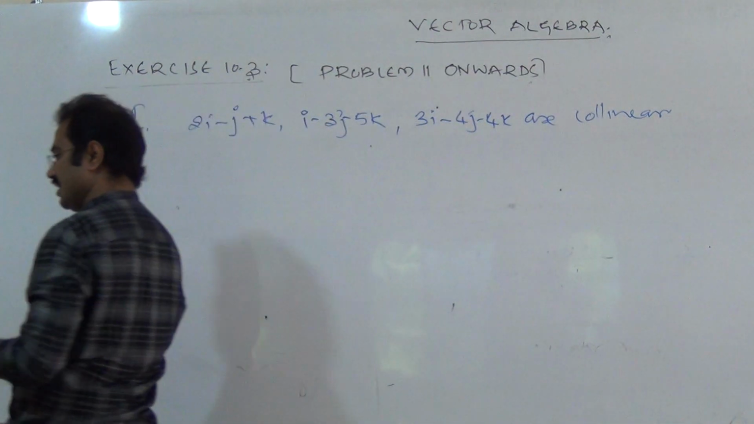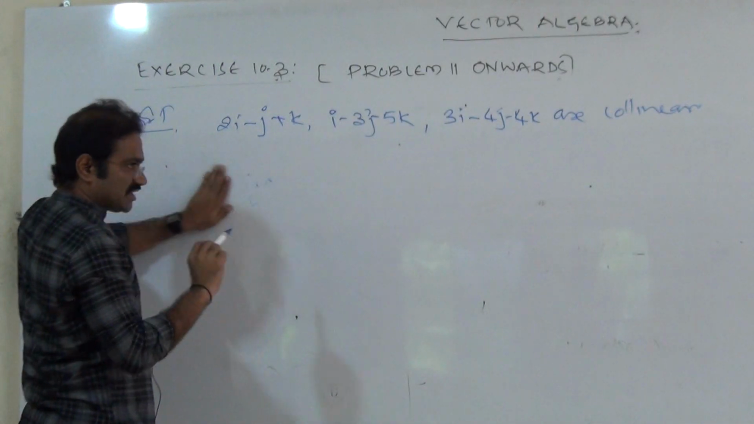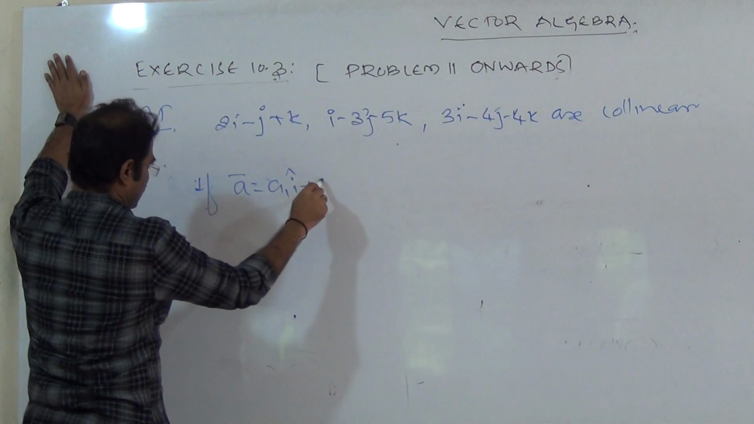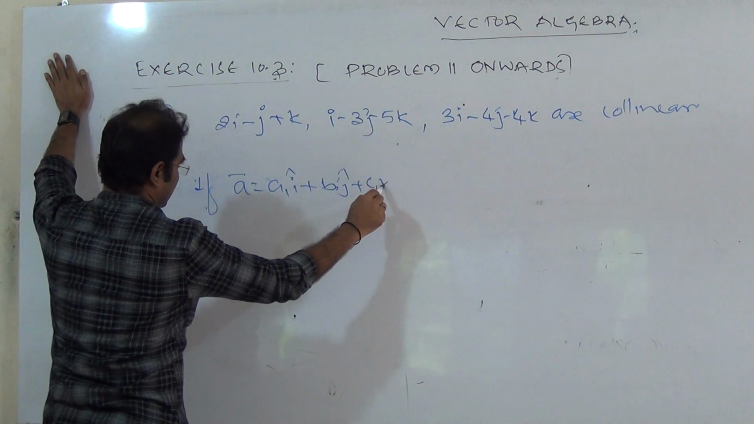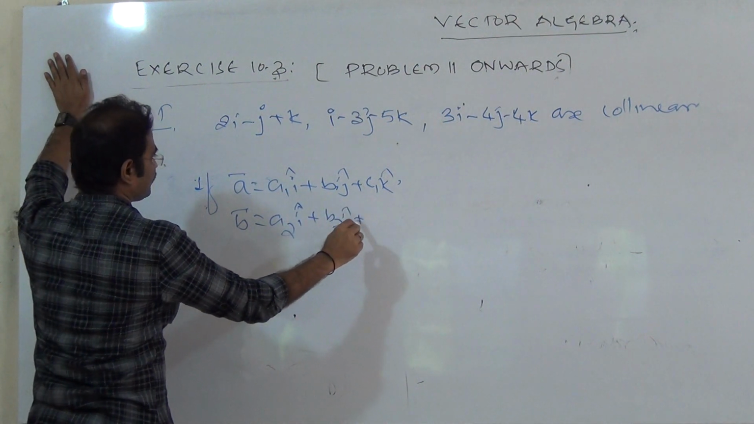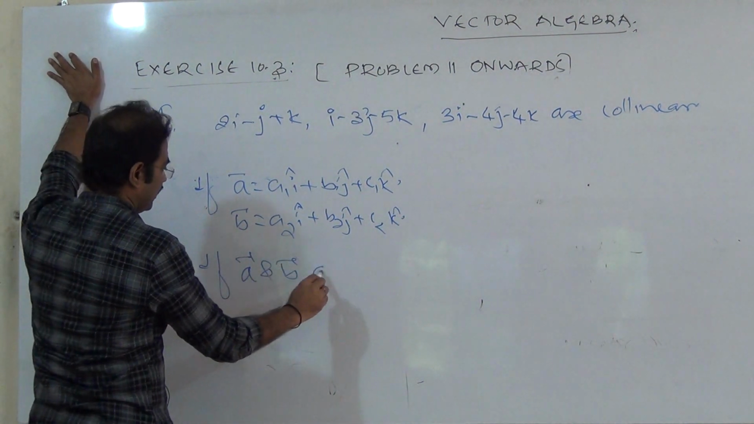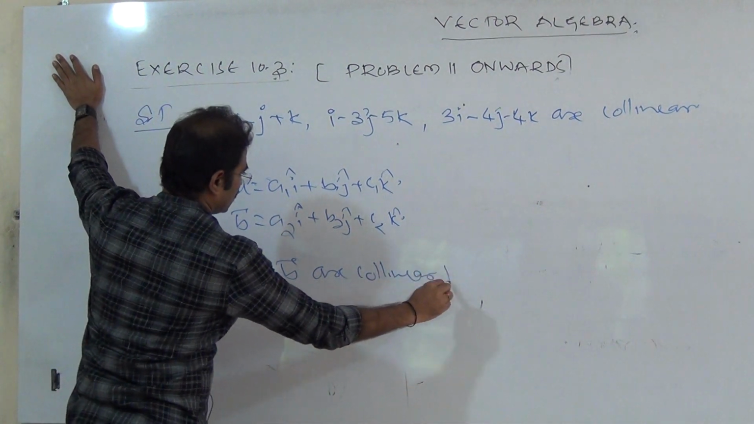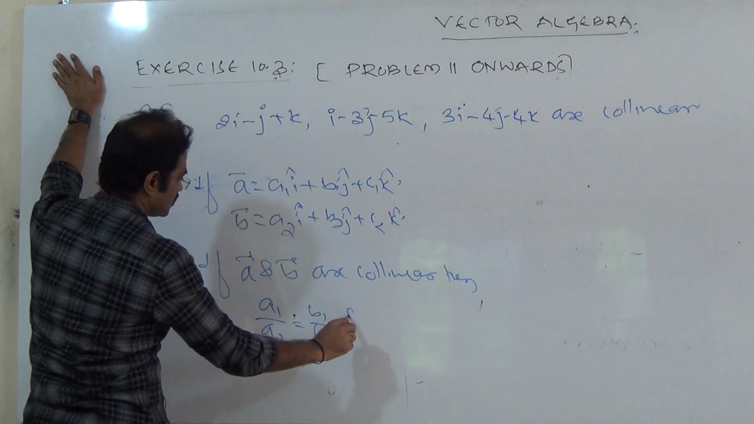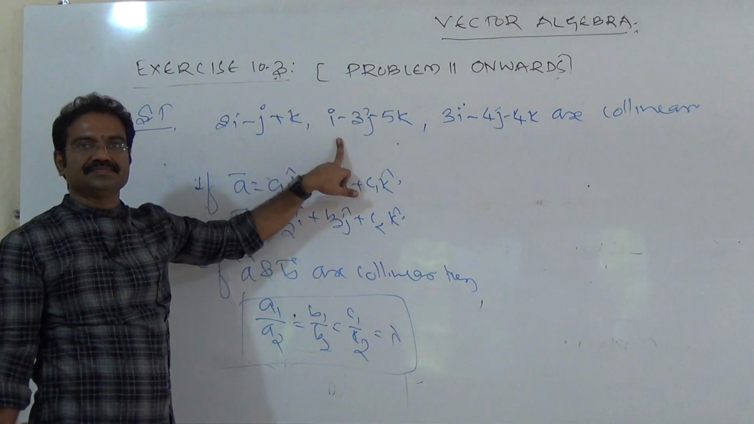Okay, what is the condition for collinear? If a is equal to a1 i cap plus b1 j cap plus c1 k cap, and b is equal to a2 i cap plus b2 j cap plus c2 k cap, if a and b are collinear, then a1 by a2 is equal to b1 by b2 is equal to c1 by c2 is equal to, say, lambda, right? Now I take these two, then I take these two.